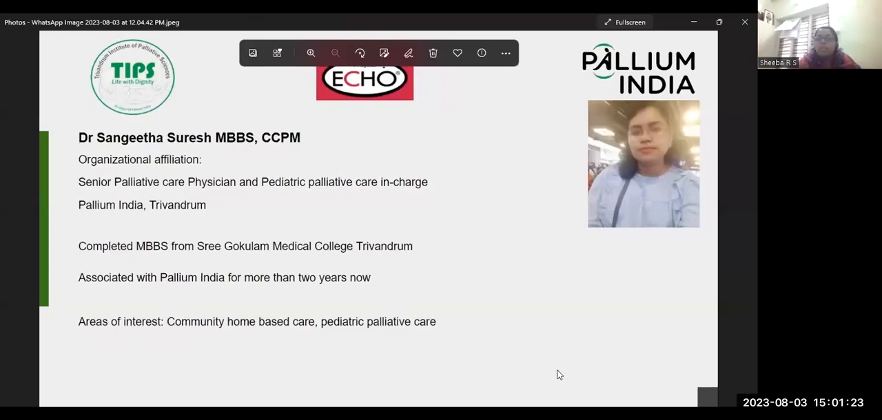She's a senior palliative care physician. She did her MBBS from Kolenchery Medical College, Trivandrum, and she did her certificate course in pain and palliative medicine from Pallium India. Her main interest is in community home-based care and pediatric palliative care. Now she is in charge of our pediatric palliative care department. She has around 2 years of experience in palliative care, so she is a well-versed person in this field. Ma'am, welcome and over to you.